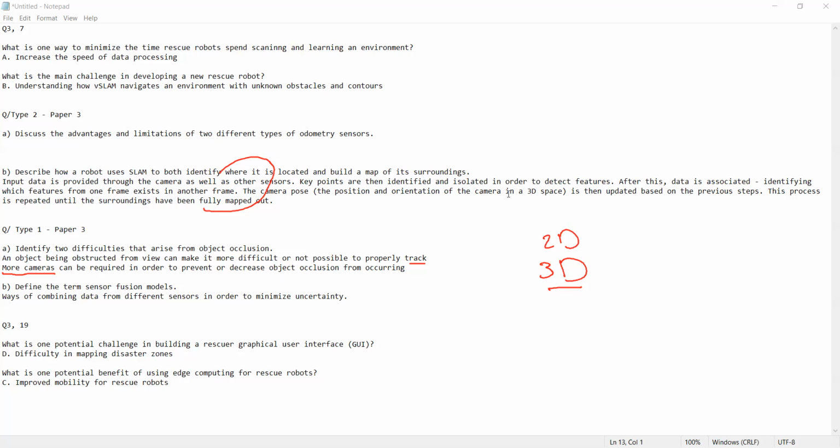So now, what is one of the potential challenges in rescue? Difficulty in mapping. This is correct. And what is one potential benefit of using edge computing? So what is edge computing? Are you able to define it? Leo? Yes. Do you know what edge computing is? Yes. Okay, so are you able to share something with me?